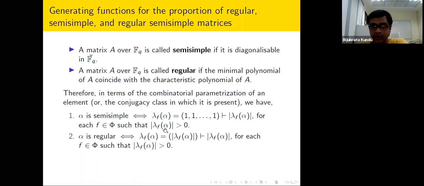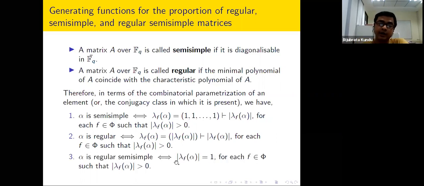When alpha is regular, what does it mean? It means that the partition lambda_f corresponding to each f consists of a single part, because the minimal polynomial is equal to the characteristic polynomial. Therefore, each primary component is actually a cyclic module. And regular semisimple is just putting these two conditions together. So it is just one: the size of lambda_f(alpha) is one, and it's just the trivial partition of one. That's all.